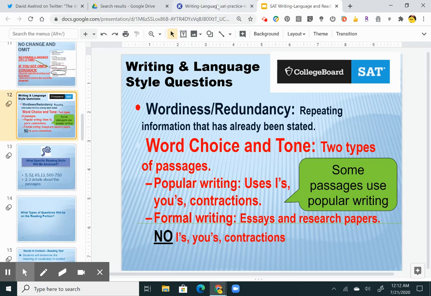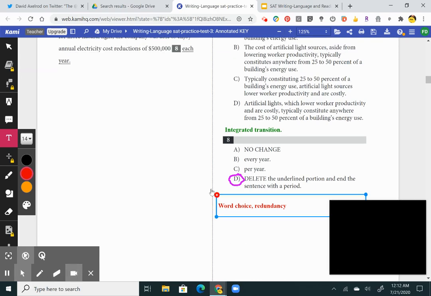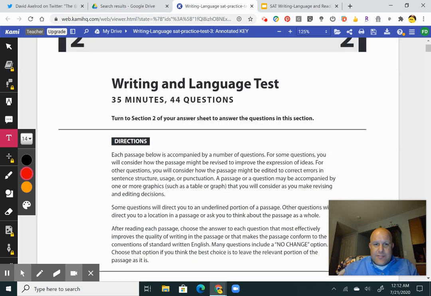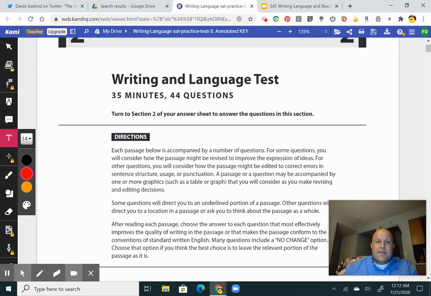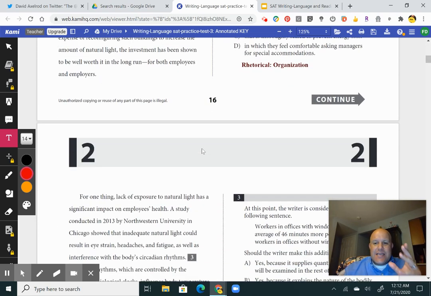The other thing I want to briefly talk about before I end this, I'm going to put myself back on the screen, is timing. So on the English portion, the writing and language test of the reading and writing section, 35 minutes, 44 questions, 4 passages that are about 10 to 11 questions each. That gives you about 8.5 minutes per passage. So when you're looking at this, your pace is important.